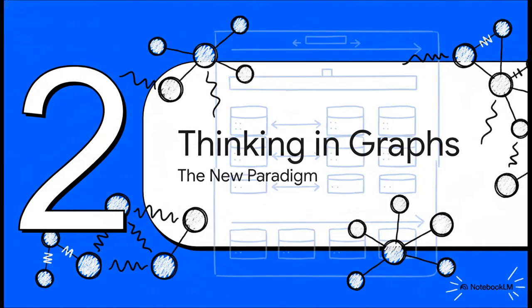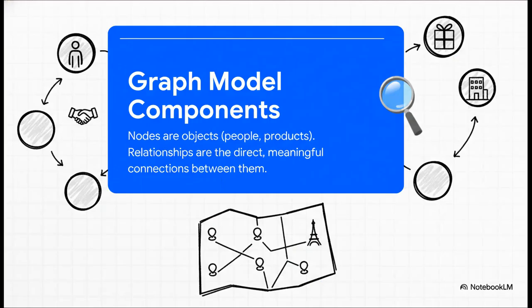But what if we didn't have to do that? What if we didn't have to force our connected reality into these rigid boxes? What if we just embraced the connections from the very beginning? Well, that's the new paradigm, thinking in graphs. And at its heart, it's so simple. You've got nodes, which are just things. They're people, products, companies, whatever. And then you have relationships, and those are the direct named connections between them. Just think of it like a map. The nodes are the cities, and the relationships are the roads. That's it. It's visual, it's simple, and it's how we naturally think about the world.